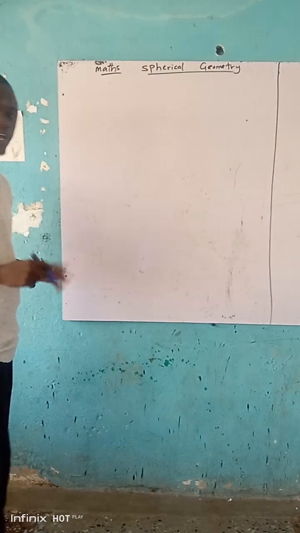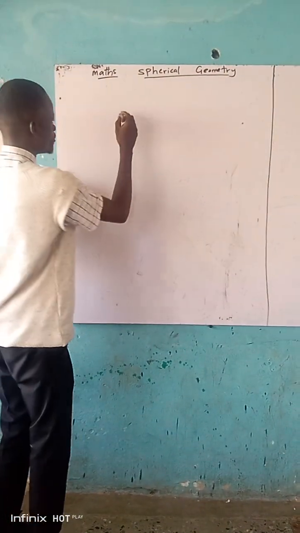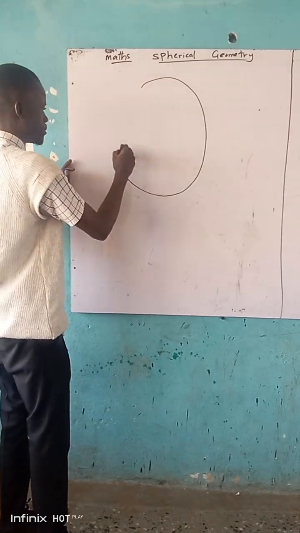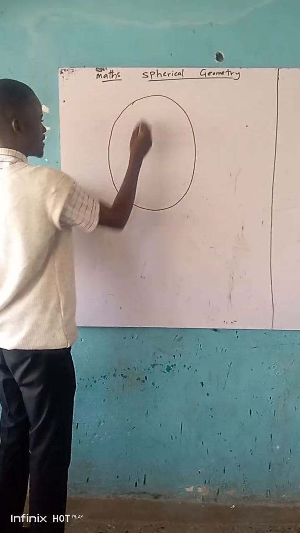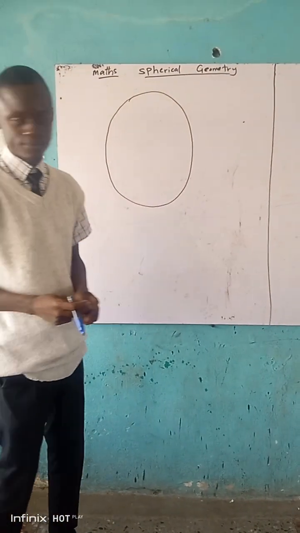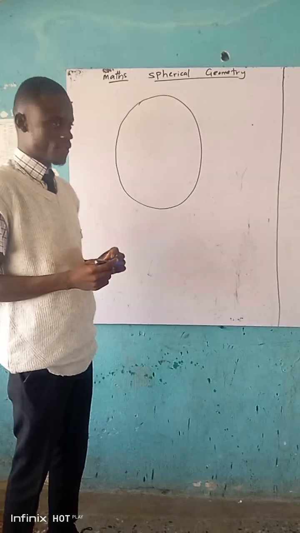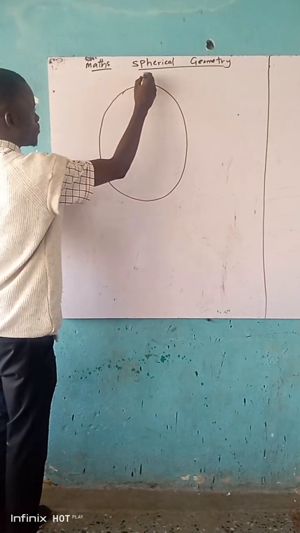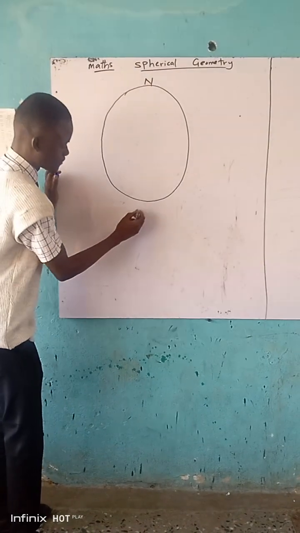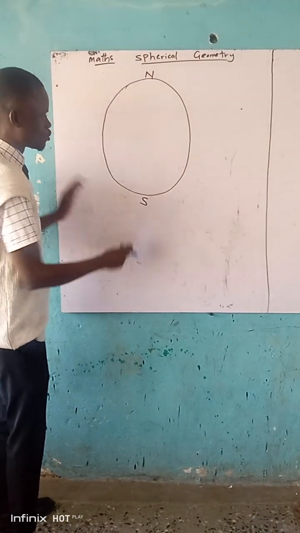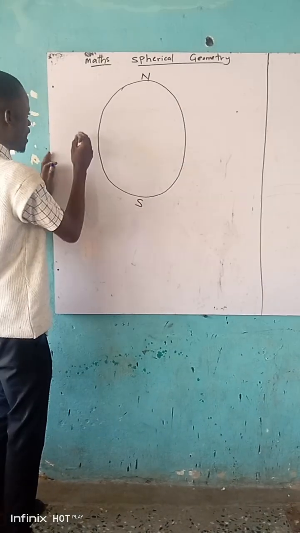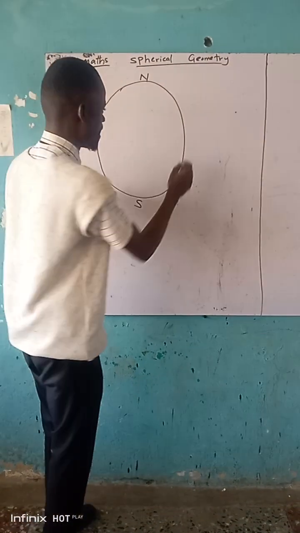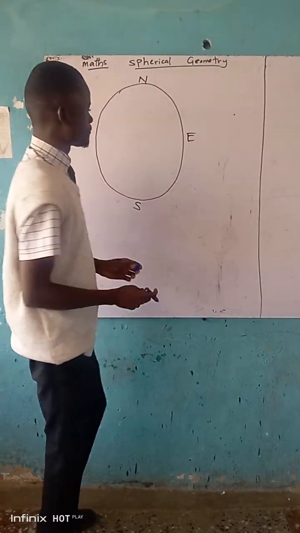So if, for example, this is the globe, because the globe is spherical in shape. If this is our globe, here we will have north, and we have this zone to be south, and we have here to be west, and here to be east.